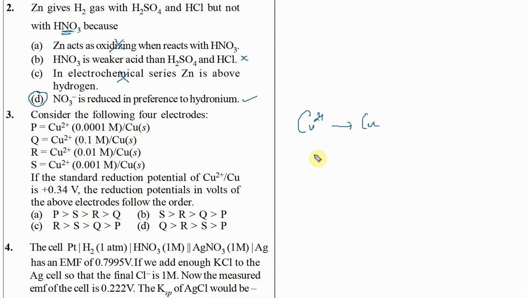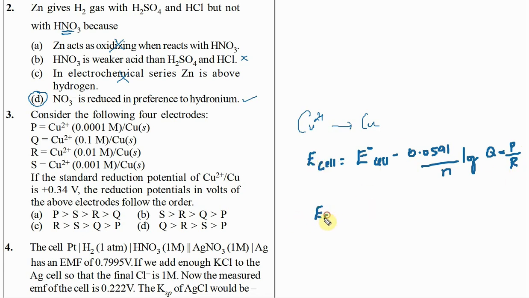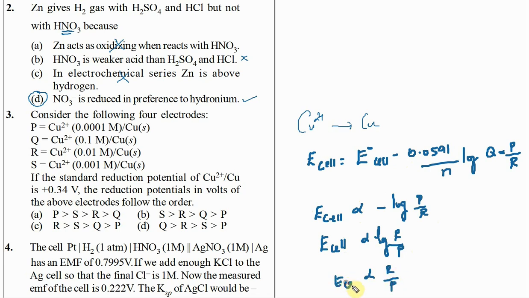So now we can write down our Nernst equation. The Nernst equation is E cell equals E naught cell minus 0.0591 by n log of Q. Q is nothing but product over reactant. This is not log of K like books give you, it is log of Q already. Always log of K is only when E cell is 0. So now this tells you E cell is proportional to negative log of product over reactants, or E cell is proportional to log of reactant over product. This is a shortcut way of doing it.